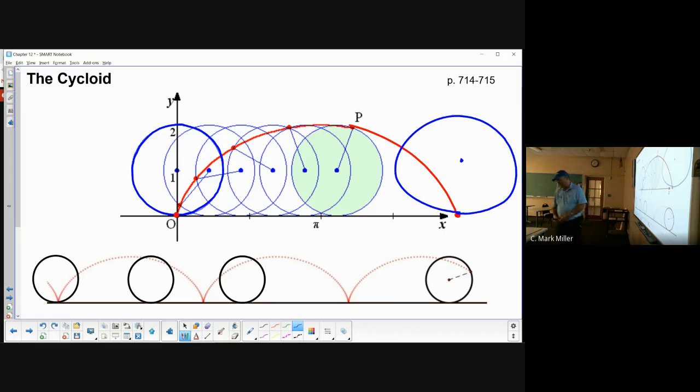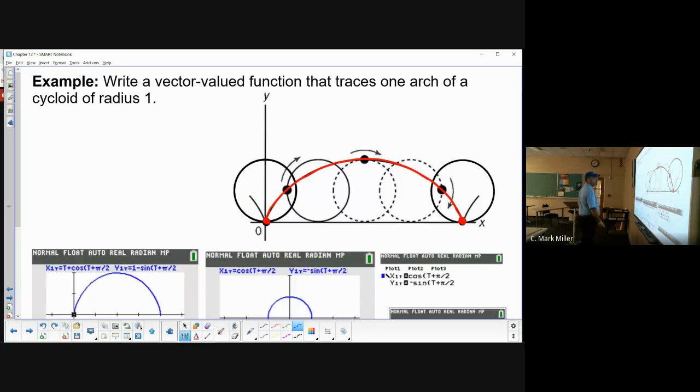What's the equation of that arc? So it would bounce like this, right? One. Keep making up, right? Write a vector valued function that traces one arch of the cycloid of radius 1. One arch.